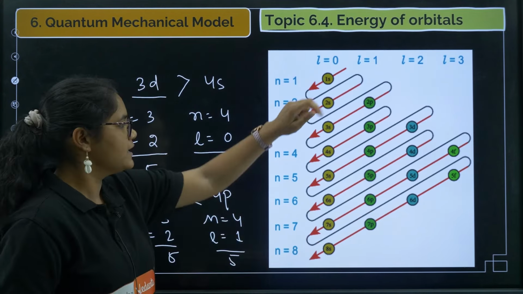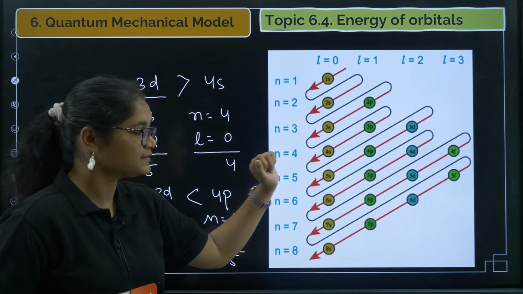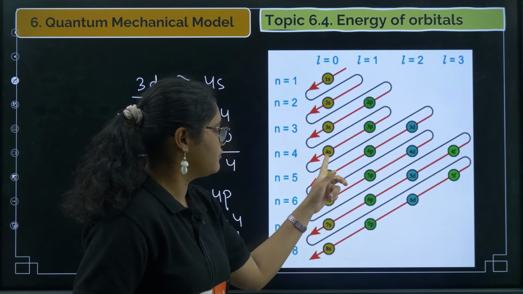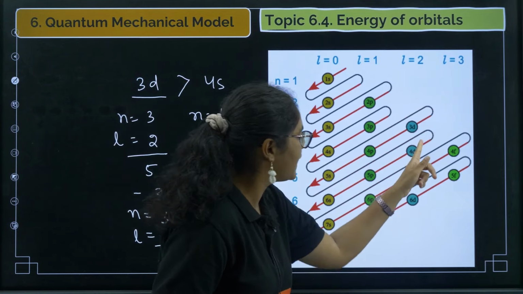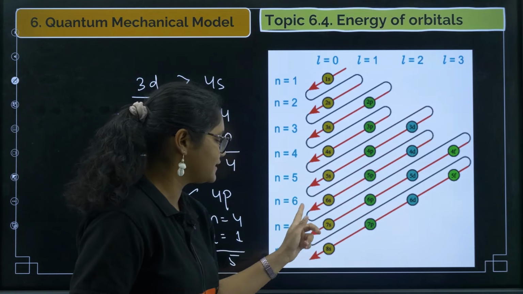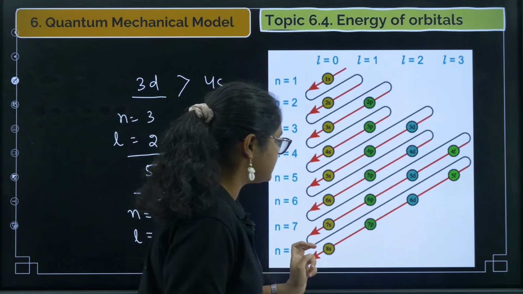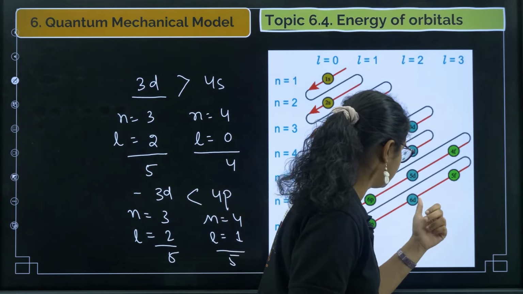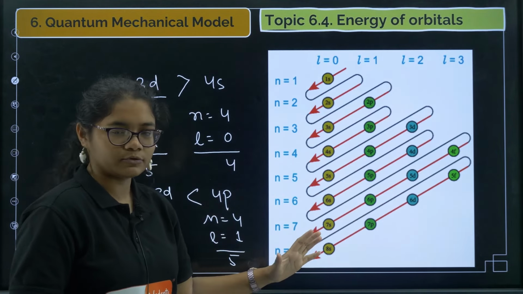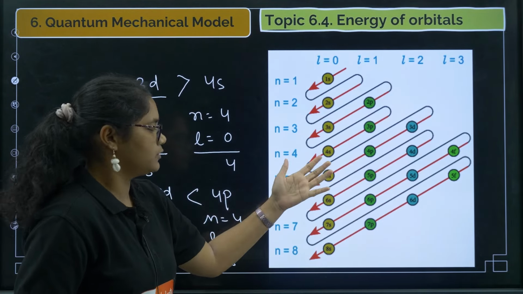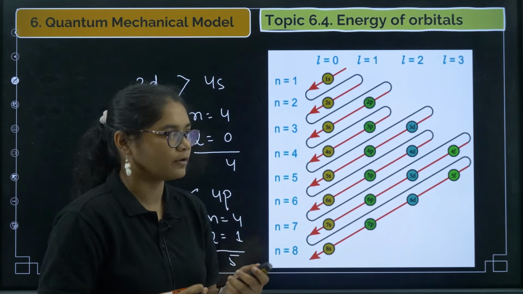Once the energy of the orbitals has been calculated, this is the order: 1s, then 2s, then 2p, then 3s, then 3p, then 4s, then 3d, 4p, 5s, then 4d, 5p and 6s, then 4f, 5d, 6p, 7s, and after that 5f, 6d, 7p and 8s. You need not remember up to this; you can just remember up to 3d, 4s. After that you can remember as needed.